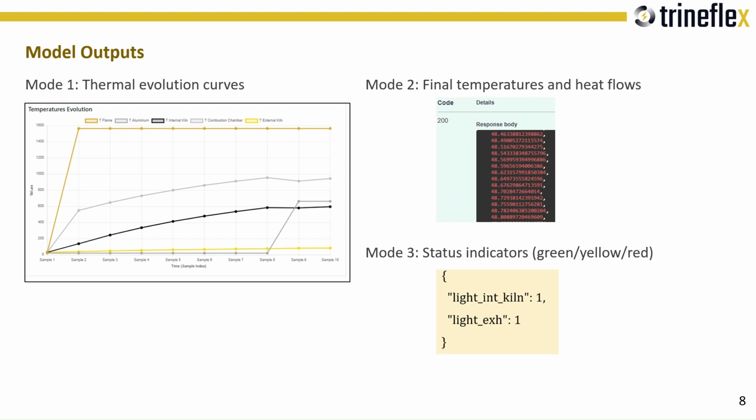The outputs follow the same structure. Mode 1 returns full temperature curves, Mode 2 returns final temperatures and heat flows, and Mode 3 provides simple status indicators, green, yellow, or red, depending on how the real system compares to the model.